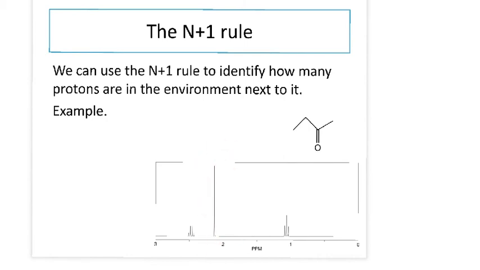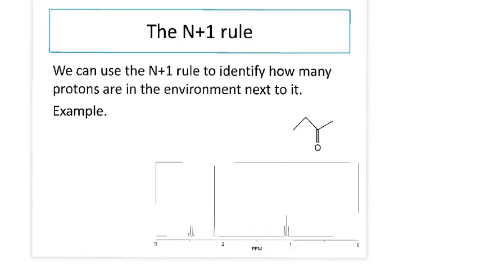Now if we go to the far left of the molecule, you've got another CH3 group. However, this CH3 group is next to a CH2, so there are 2 hydrogens on the carbon next to it, so n equals 2, which means n plus 1, 2 plus 1, is 3. So this CH3 group on the far left is going to be a triplet, so it's going to be this one here on the far right.